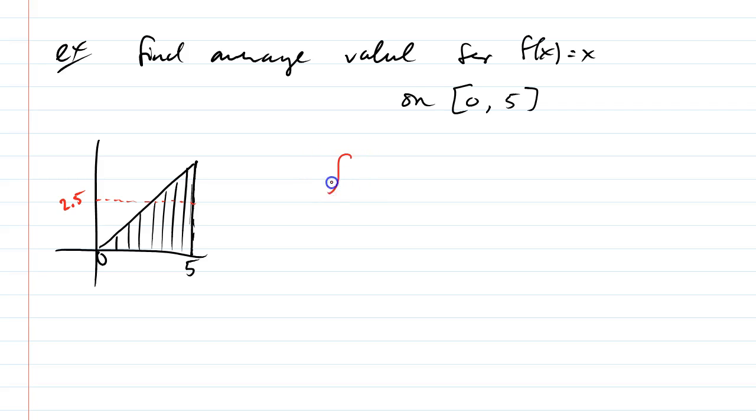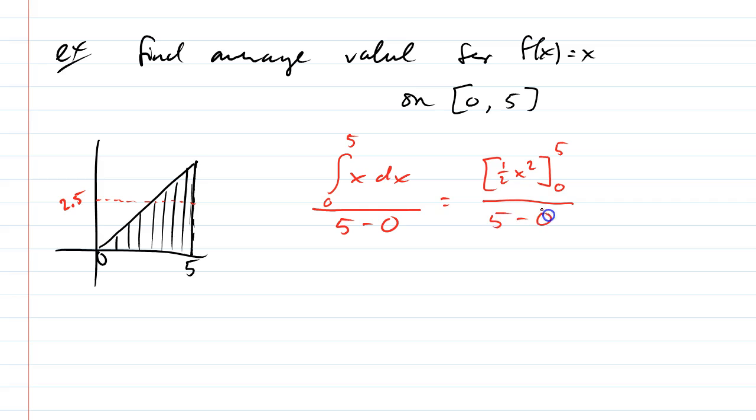Okay, so we're going to write this in mathematical notation. And then we divide by the interval width. Now, let's actually figure this out mathematically. That would be 1/2 x squared from 0 to 5, and we're just keeping 5 minus 0 there. If I plug this in, it'd be 25 over 2 minus 0 over 2 all over 5 minus 0. So that's the area. This is the width of the interval.